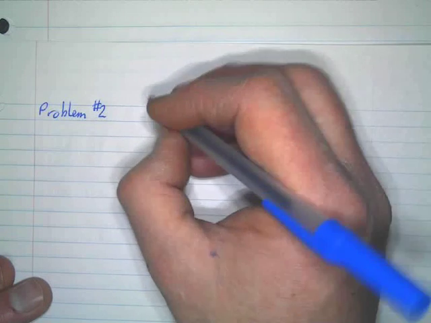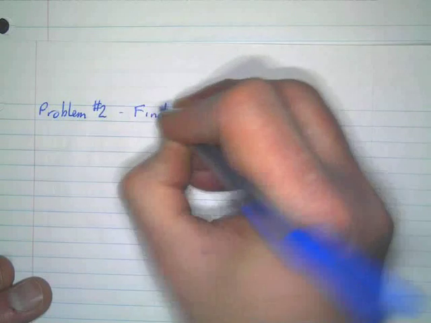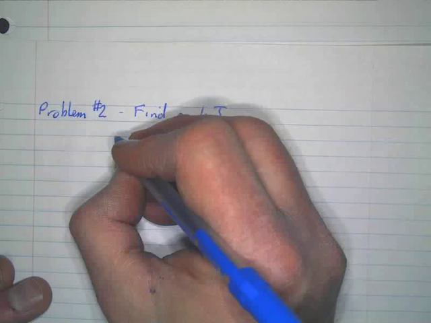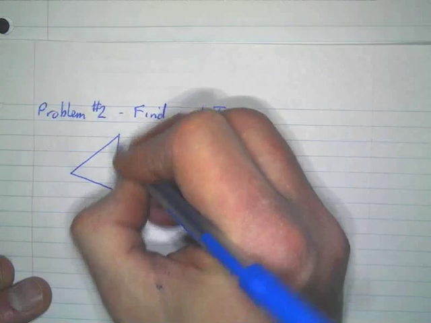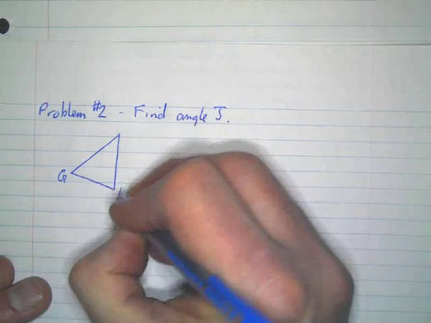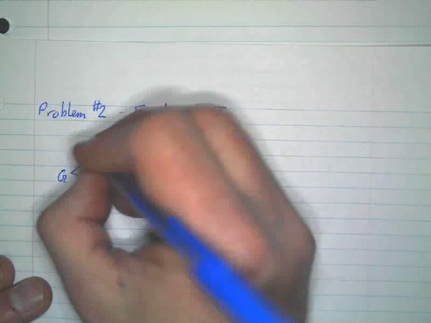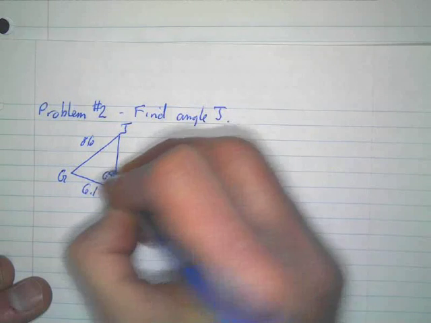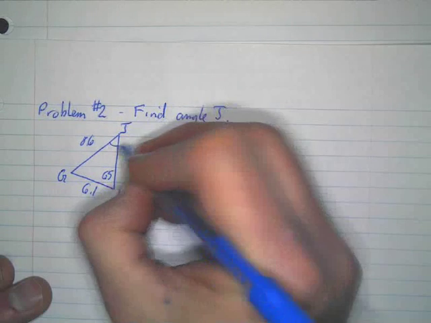Now, if I have a different problem, such as problem number 2, where I have to find angle J. Once again, I have the triangle, and the triangle may look something like this, where I have G, H, J. I have 8.6, I have 6.1, and I have 65. And they're asking me to find angle J, so I've got to find this angle there.